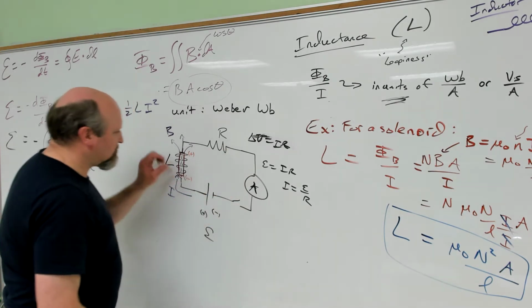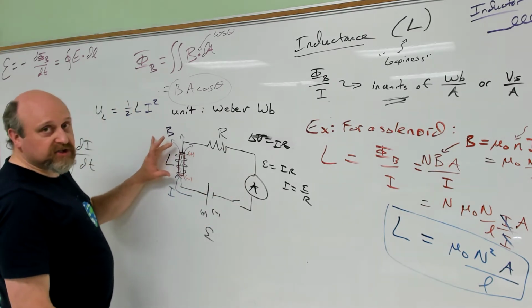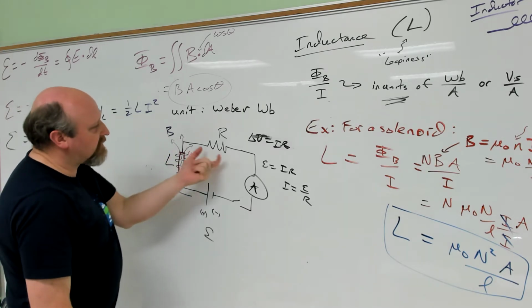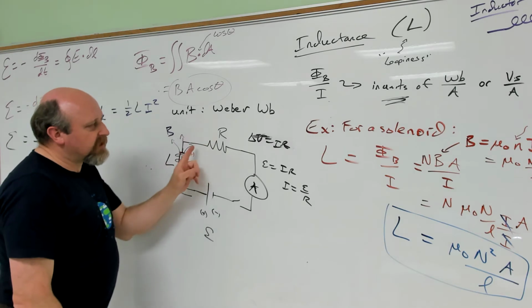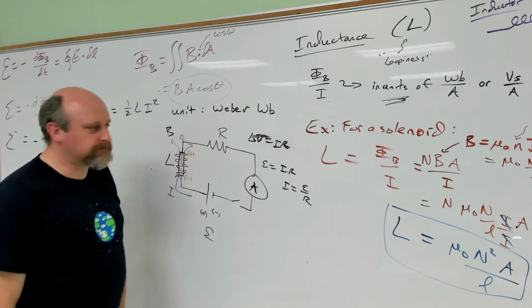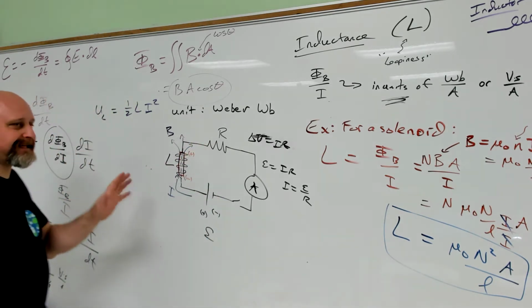And then there's no delta V here anymore. Once that current isn't changing anymore, there's no induced EMF, and so there'll be constant flux here. And so then all the voltage is being dumped off at the resistor. Okay, so that's the idea.